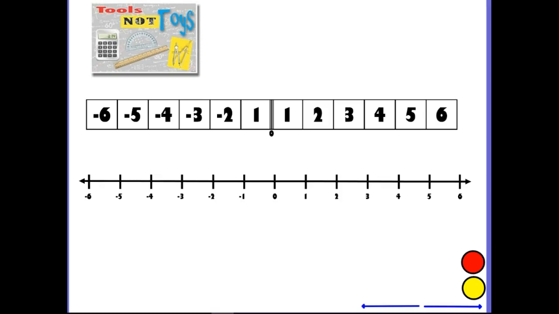Okay, so let's try this. These are our negatives, and the yellow is our positives.